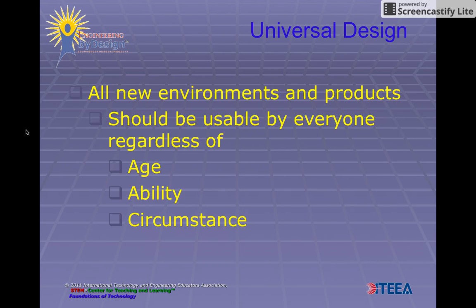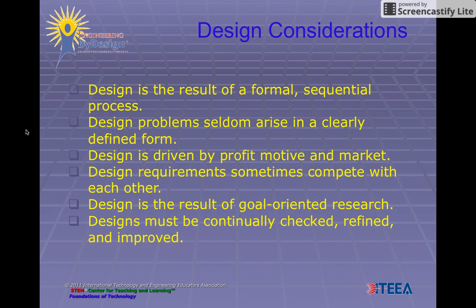Now we know this isn't always the case with all products. If you think about different things, a lot of sports equipment is not going to be used by somebody that's 85 years old. But ideally, everybody should be able to use it. That's the goal. And then finally, we have our design considerations. So as you're going throughout your process of designing, you're taking into consideration these different things.